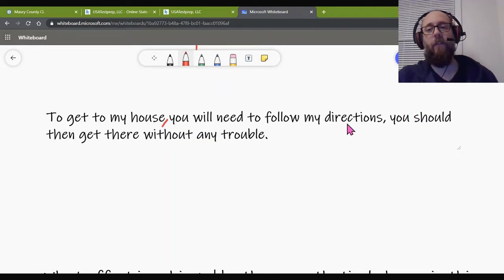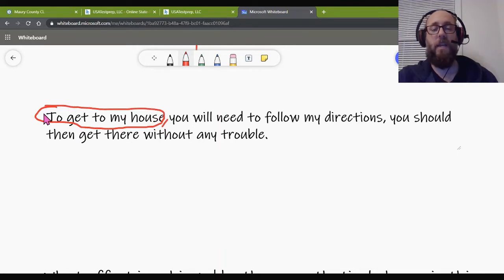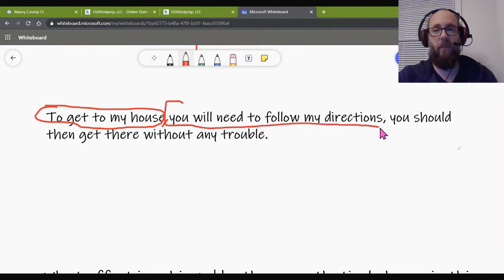And now I have too many commas. I have a comma here and a comma here. I have what's called a dependent clause. Some of you remember comma fanboys, dependent and independent clauses. This clause can't stand on its own. This is not a complete sentence. It's part of this thing. This thing would be a complete sentence. You will need to follow my directions.